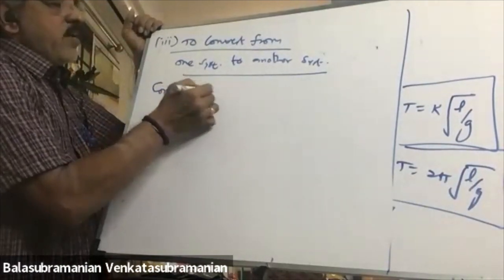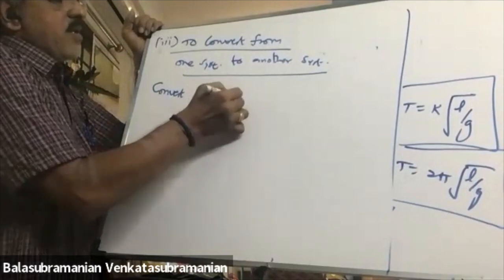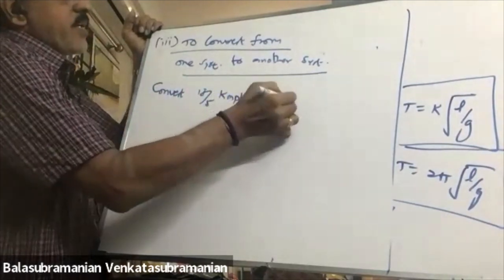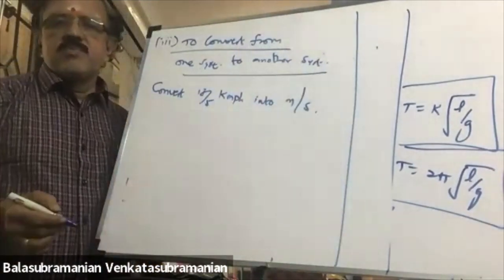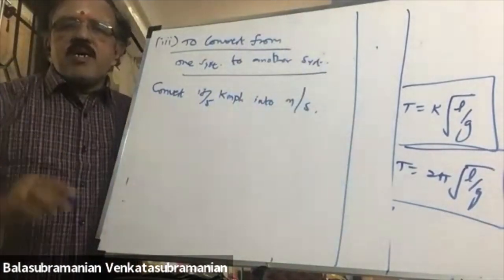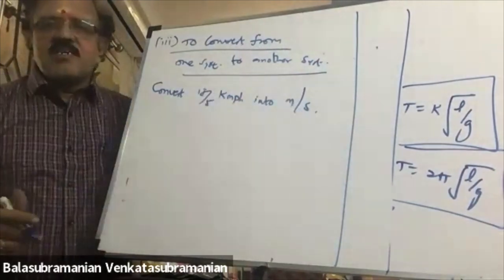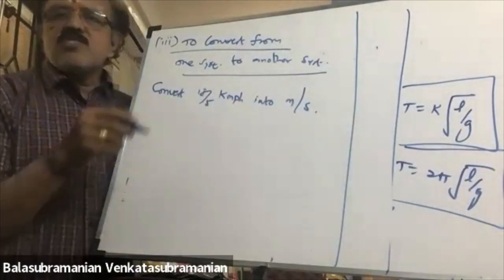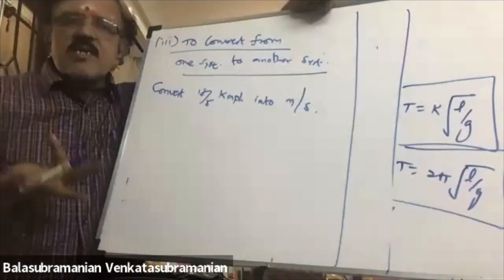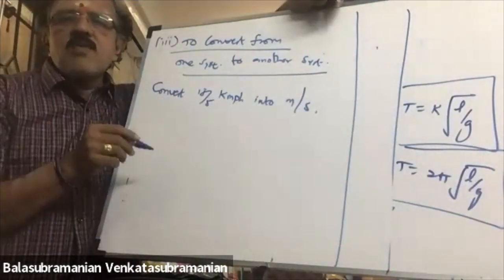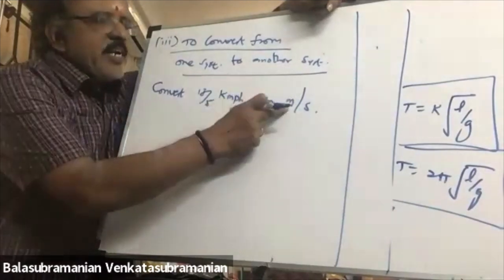18 by 5 kilometer per hour into meter per second. This is a question. Kilometer per hour they have given. You have to convert into meter per second. First and foremost thing in this concept, you have to find out what quantity you are calculating, what physical quantity you are using. Meter per second.